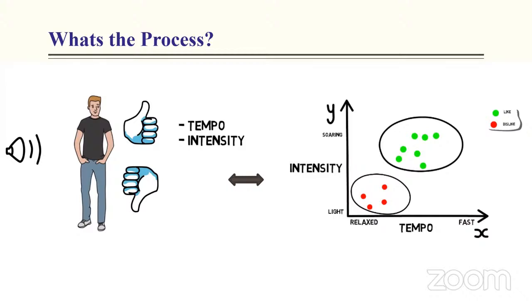So we figured out that you like fast tempo and high intensity. All the songs that you played have high intensity and fast tempo, and the songs you disliked have low tempo and low intensity. That means this person does not like low intensity and low tempo songs. And then it will start recommending high tempo, high intensity songs.